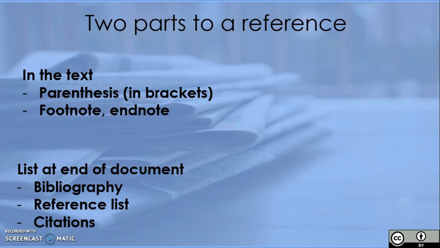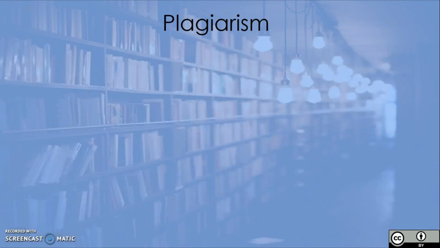And then the other part of that same reference is the bibliography, or sometimes called a reference list or a citations list, and this is the full reference in alphabetized fashion at the end of your document, so that your readers can look at your references and see exactly who you've cited, what literature you've looked at, etc. So one of the main reasons that one references is to avoid this very nasty, terrible thing called plagiarism.